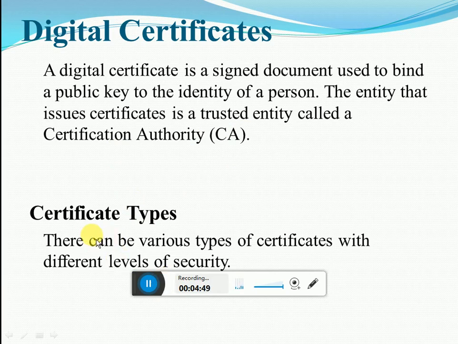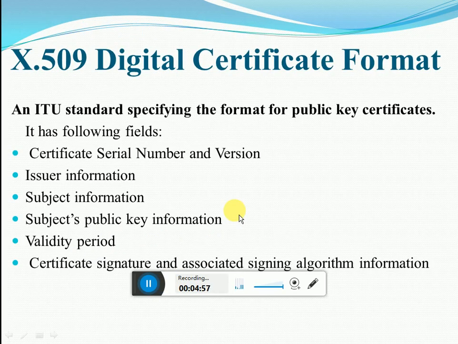The certificate types. There can be various types of certificates with different levels of security. So we're going to discuss one such certificate format, that is the X.509 digital certificate format, an ITU standard specifying the format for public key certificates. X.500 is the format that is specified by ITU for public keys. These certificates have the following fields.